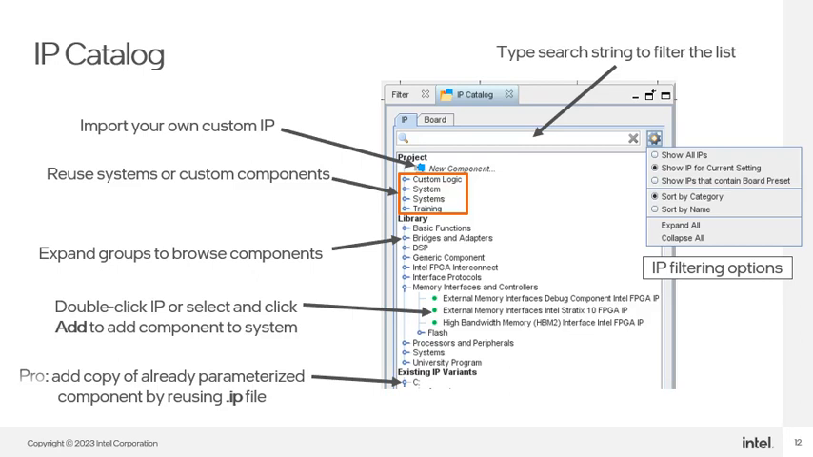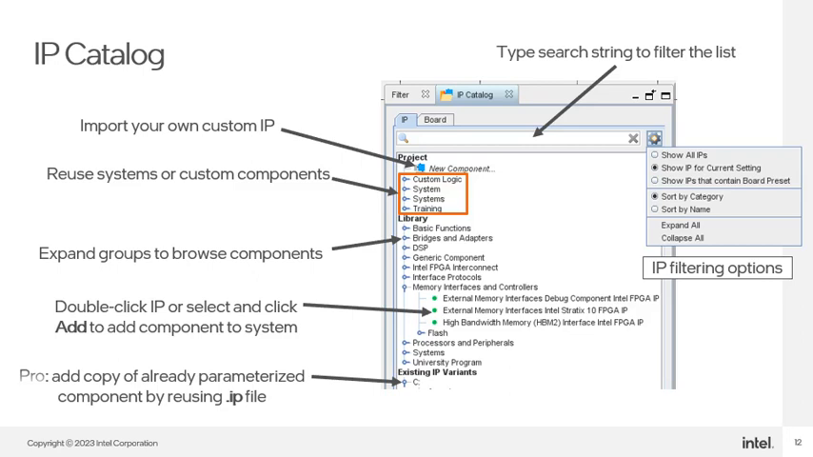The IP catalog library is organized by categories to make it easier to find the IP you need. Just expand the groups and select the component that you want to add to your system. To add a component to the system, double-click the IP or select the IP and click Add at the bottom of the tab. You can also use the search field to filter by name.